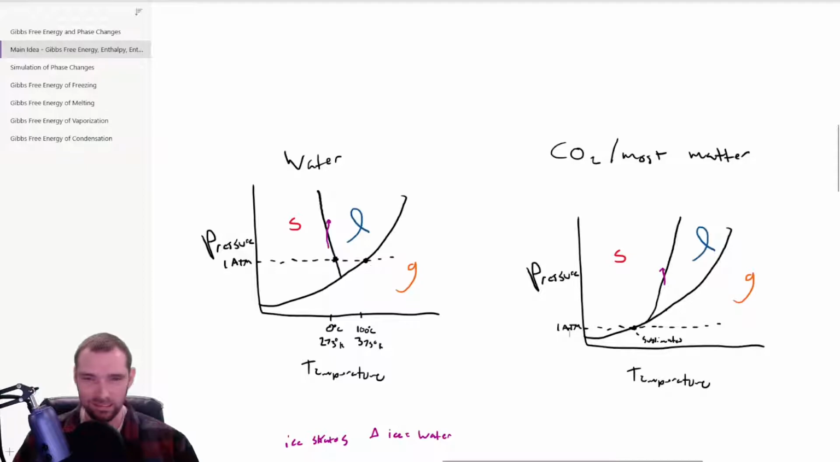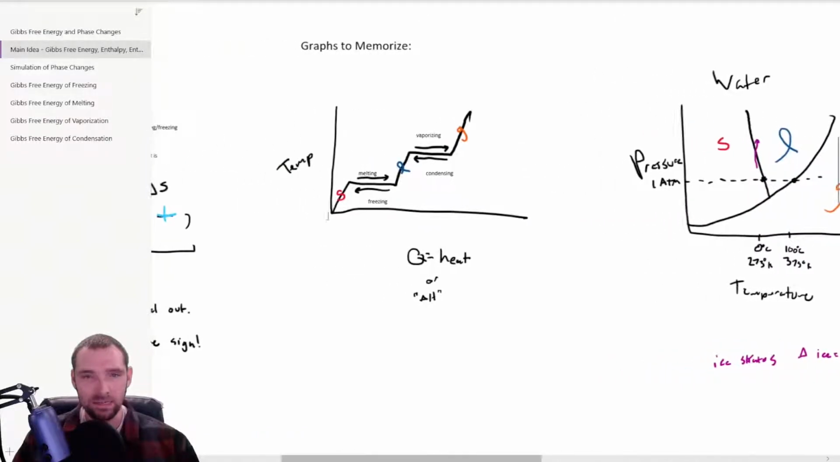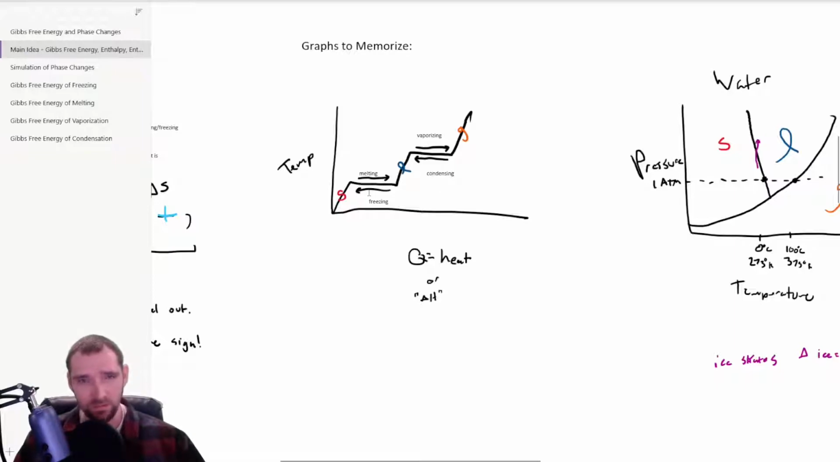Also, water has a slightly different slope because ice floats, but for most things, solids are more dense. So if you increase the pressure, it'll make more of the dense thing. That's kind of like ice skates. When you skate on ice, it turns into liquid water because you're increasing the pressure. Then, you're adding heat to a certain system, and if we're talking about water, this is at 0 degrees Celsius, and this is at 100 degrees Celsius, because something will freeze or melt at 0 degrees Celsius.